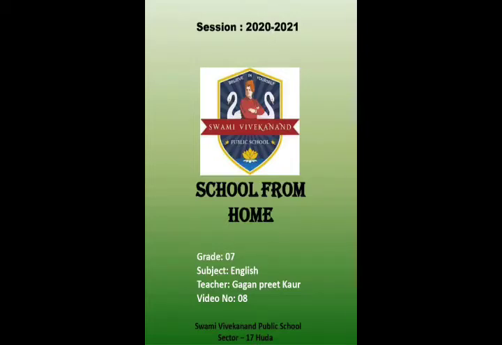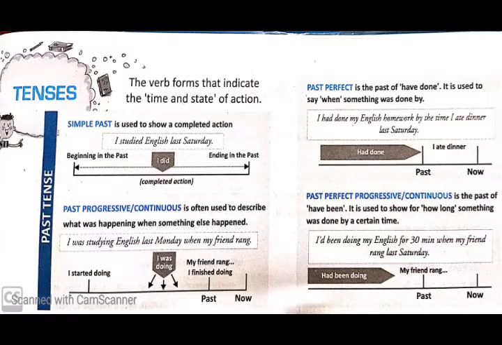I am your English teacher Gagan Preet, and today we are going to continue with the topic of tenses. So students, in the previous video we had learned about present tense, and today we are going to start with past tense. Similar to present tense, past tense can also be subdivided into four parts: simple past, past perfect, past continuous, and past perfect continuous.